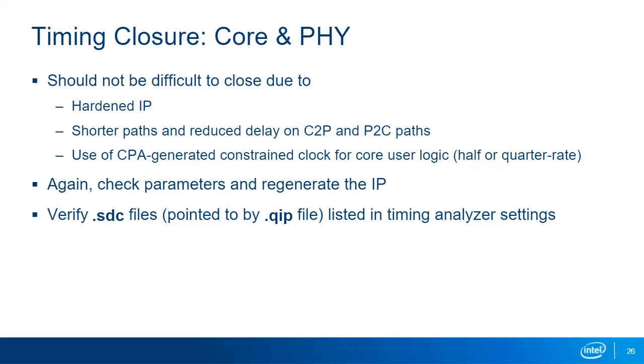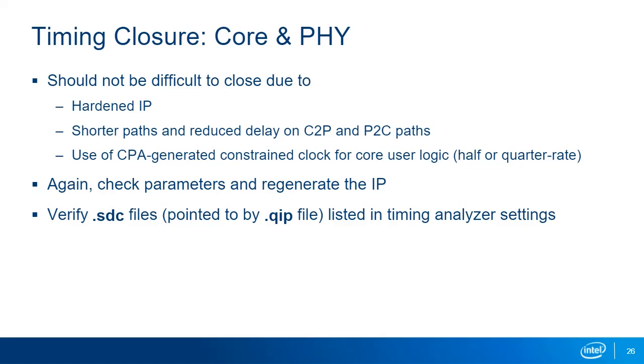In previous devices, it was sometimes difficult to meet core timing due to excessive delays in the C2P and P2C paths. With Intel Agilex devices, the hardened IP allows for much shorter paths between the core and the periphery, reducing delay as much as possible. Also, using the CPA-generated clock for the core and user logic helps reduce or eliminate clock skew between the core and periphery. If you are having issues meeting core timing, check that the CPA clock is being used correctly, and check related timing parameters in the parameter editor.